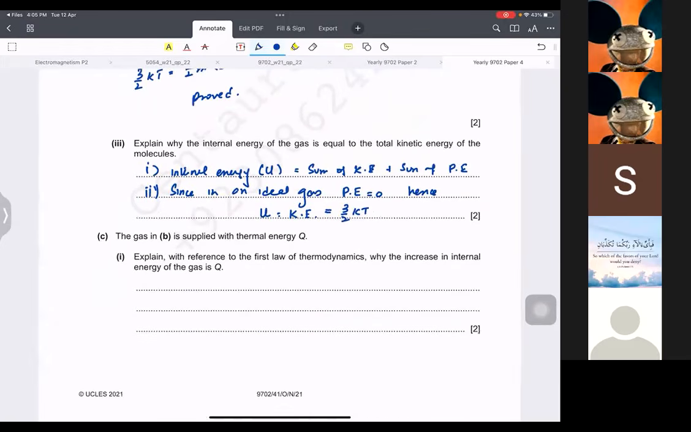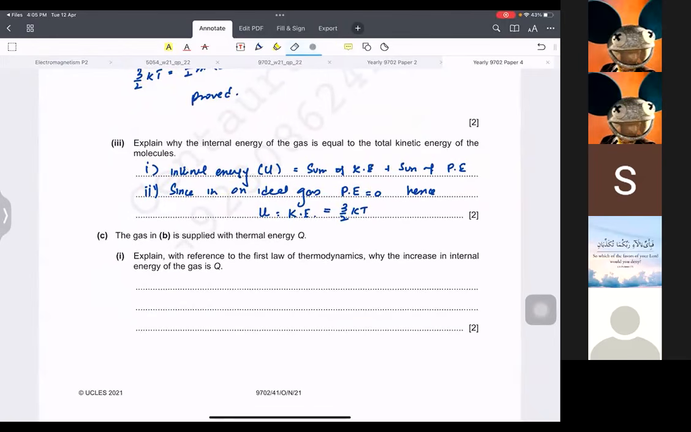Now, gas is supplied with thermal energy Q. Explain with reference to first law of thermodynamics why the increase in internal energy of gas is Q. So, okay, basically, the increase in internal energy is basically equal to heat supplied Q plus work done on the system. Take it up. Now this is for 1 mark.